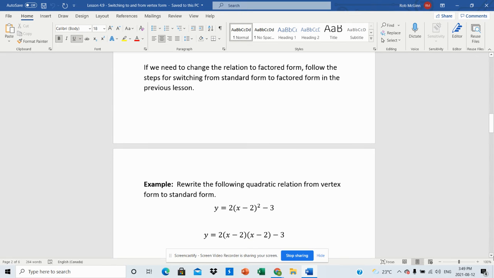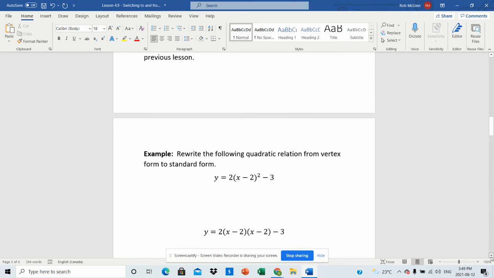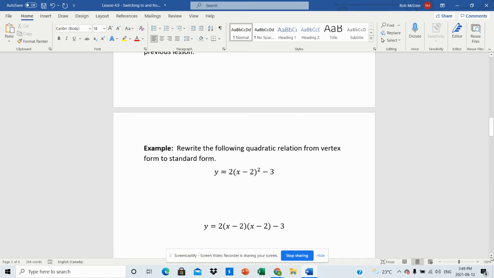So, example, rewrite the following quadratic relation from vertex form to standard form. And so here we have our quadratic relation, y equals 2 times x minus 2 squared minus 3. So we're going to expand this. And x minus 2 squared can also be rewritten as x minus 2 times x minus 2. So our new quadratic relation is y equals 2 times x minus 2 times x minus 2 minus 3.